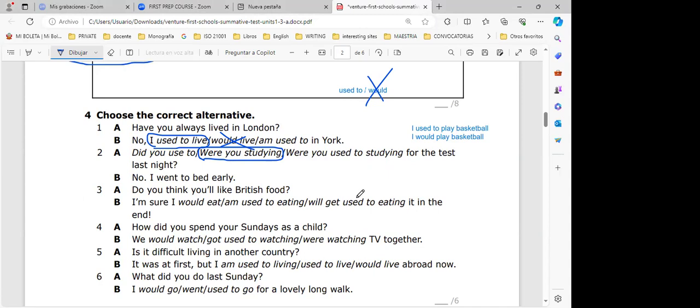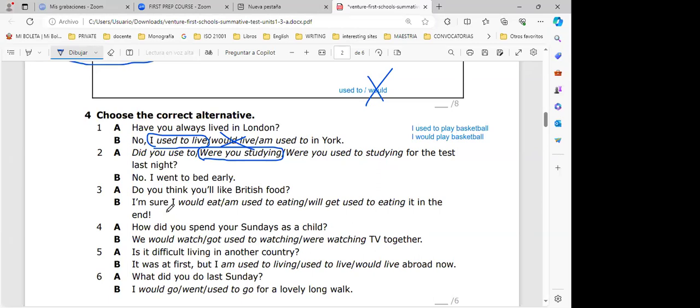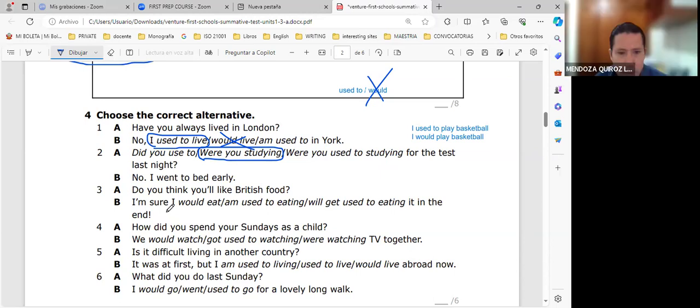So yeah, I'm sure I will get used to eating it in the end. I will get used to eating, no? Nice. That's it. Because the question is, you will like British food. You cannot say I would eat, that's past. You're referring to the past. The only difference is that now you're accustomed to it. Excellent.